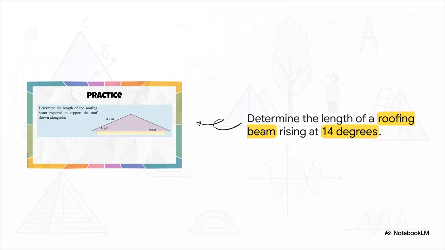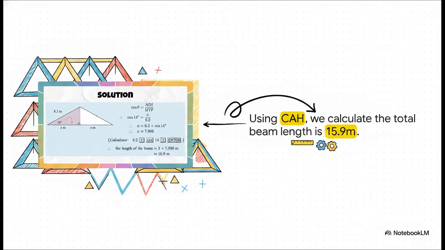Let's lock this in with one more real-world scenario just to really cement this framework. Imagine you're building a house and you need to know the total length of a horizontal roofing beam to support this roof. We know the slanted edge of the roof, which is our hypotenuse, is 8.2 meters long, and it's pitched at a 14-degree angle. What we need to find is the flat base, let's call it x, which makes up exactly half of our total beam. So, sticking to our playbook, we want to find the adjacent side, and we already know the hypotenuse.